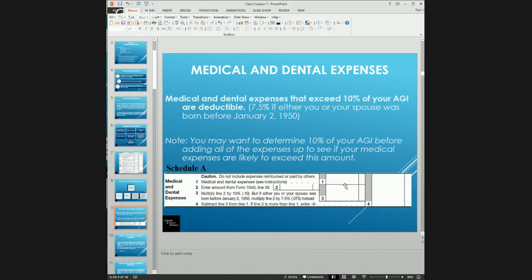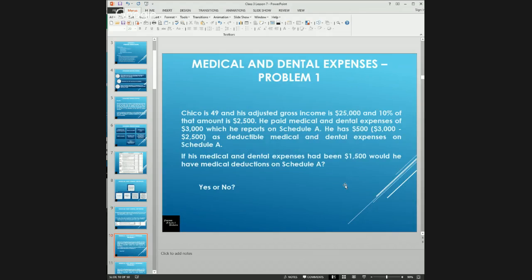And here it does say you might want to determine what 10% of your AGI would be before you go through adding all of your expenses, just to see if your medical expenses are likely to exceed this amount. This is something that I tell people: look and see. There's not a lot of point in adding up a whole lot of $20 if you're looking at 10% of your income being $4,000 and you know that you didn't go to the doctor 200 times.